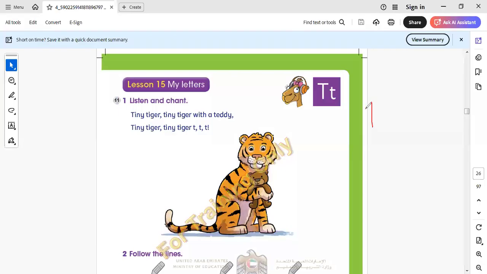We talk about letter T. This is called capital T and small t. I think we know this before. Capital T and small t.